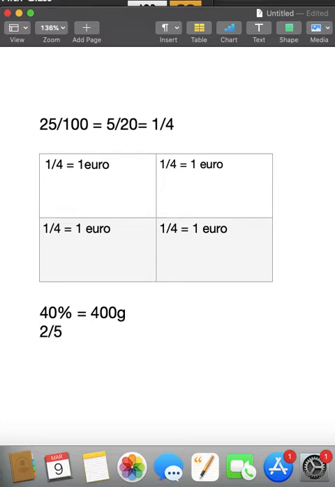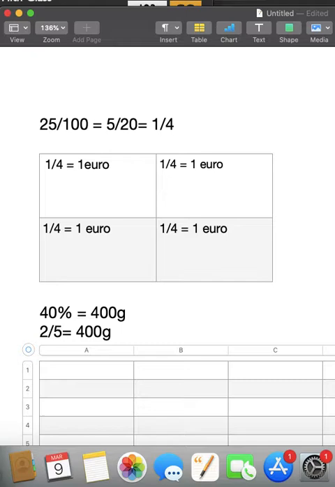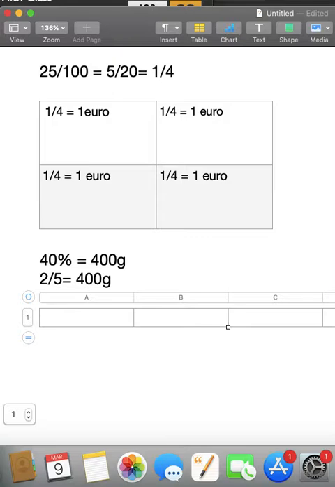40% is 2/5, just to let you know. So if 2/5 is equal to 400 grams, I could draw it out and do a table. Get rid of these here, go down to just 1, and increase this to 5, just to show you what I mean. So here are our fifths. 2 of them are 400. Well, that means 1/5 must be equal to 200, because 2/5 were 400. So then that's 200, and you keep going until you can see what 5/5 would be.